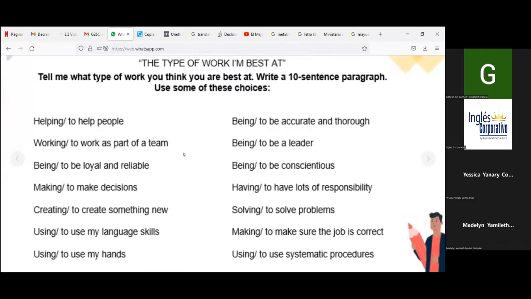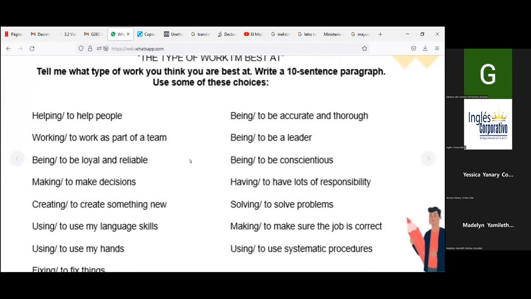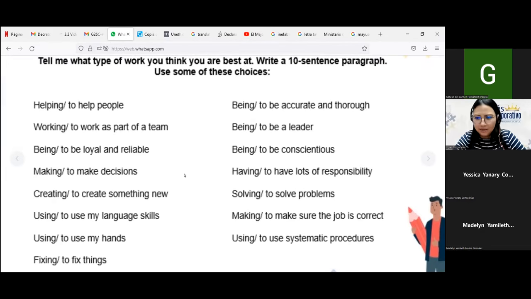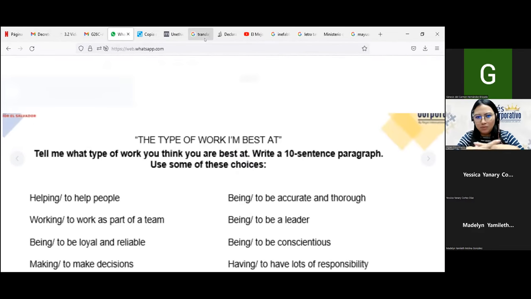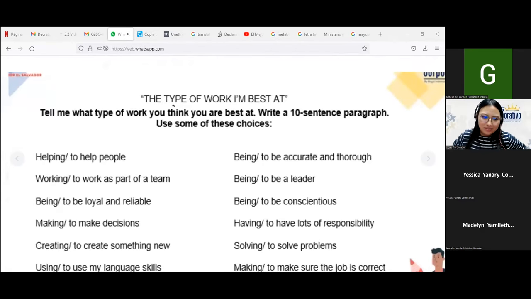Teacher, can I ask a question? Sure. Do we have to write a paragraph each, or just one between all three of us? Okay, I'm going to give you the chance to work as a group. I guess it's easier because that way you can complement your ideas, right? Or if you prefer to work individually, that's okay as well. It is up to you.